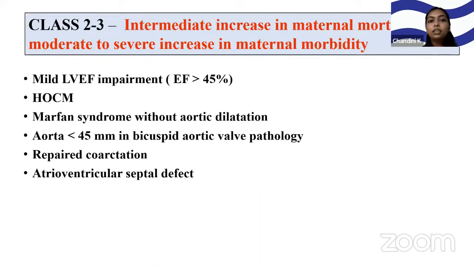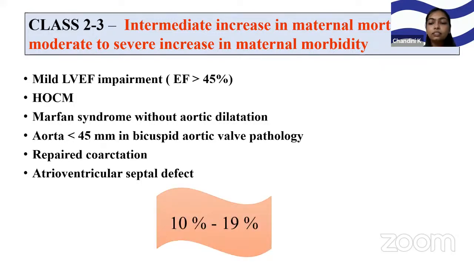In class 2 to 3, intermediate increase in maternal mortality and a moderate to severe increase in maternal morbidity is seen. The conditions include mild left ventricular ejection fraction impairment, and the ejection fraction is more than 45%, hypertrophic obstructive cardiomyopathy, Marfan syndrome without aortic dilatation, aorta less than 45 millimeters in a bicuspid aortic valve pathology, repaired coarctation of aorta, and atrioventricular septal defects, unrepaired. And in these cases, the morbidity is 10% to 19%.